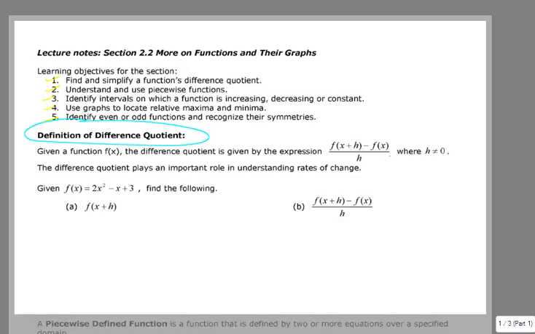f of x plus h minus f of x over h, and h can't be 0. Can't have division by 0. There comes that restriction again. It plays an important role in understanding rates of change, and I think we'll investigate some rates of change later on. But here's our function. So you'll be given a specific function, in this case 2x squared minus x plus 3, and we want to find f of x plus h, then we want to find the difference quotient.